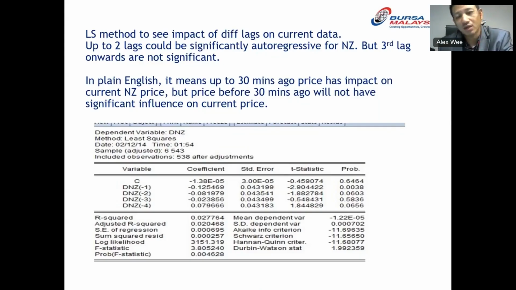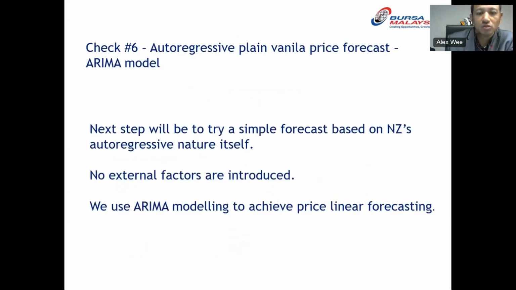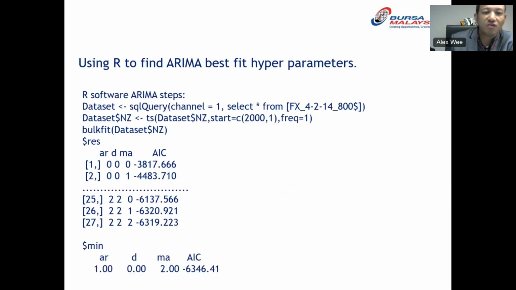That's what it means, in very layman terms. So these are all the tests to confirm that. If it's auto-regressive, then you use the ARIMA model: auto-regressive, integrated, moving average. I talked about that in the previous class. It's all integrated, all the classes. So you can use that modeling to achieve price linear forecasting.